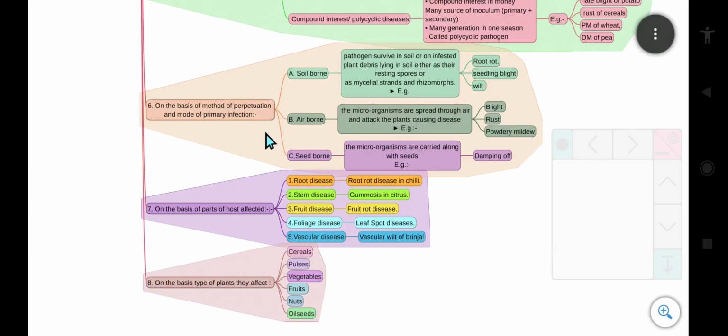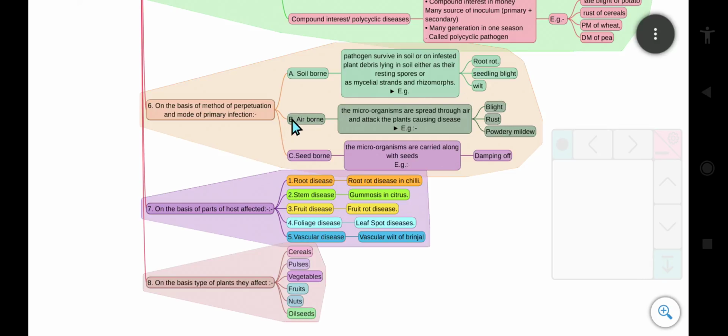And the sixth one is the classification of plant diseases on the basis of method of perpetuation and mode of primary infection. It is divided into three parts. The first one is soil-borne, second one is airborne, third one is seed-borne. In soil-borne plant diseases, the pathogens survive in soil or on infested plant debris lying in soil, either as their resting spores or as mycelial strands and rhizomorphs. Its examples are root rot, seedling blight, wilt.